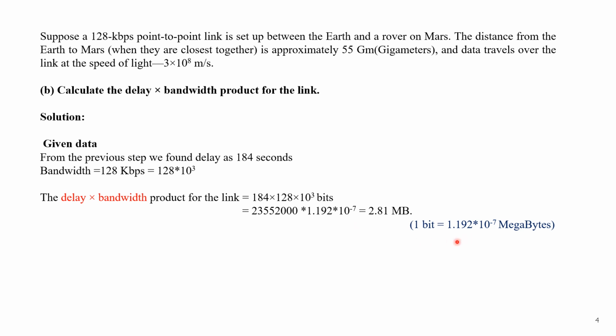So in case this is asked in the examination, please try to remember this. 1 bit in terms of megabytes will be represented as 1.192 into 10 to the power of minus 7 megabytes. So now the delay into bandwidth product for the link is 2.81 megabytes. If it is small b, then it is megabits. But this is capital B, so this is megabytes.